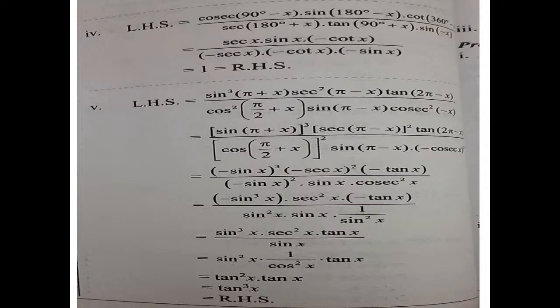Tan(2 pi - x) lies in the fourth quadrant, and in the fourth quadrant only cos is positive, the remaining are negative, therefore minus tan x. Cos(pi by 2 + x) lies in the second quadrant, and in the second quadrant cos is negative, therefore we get (minus sin x) square.